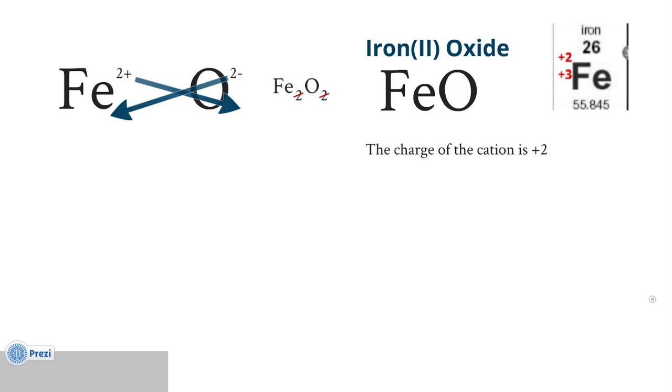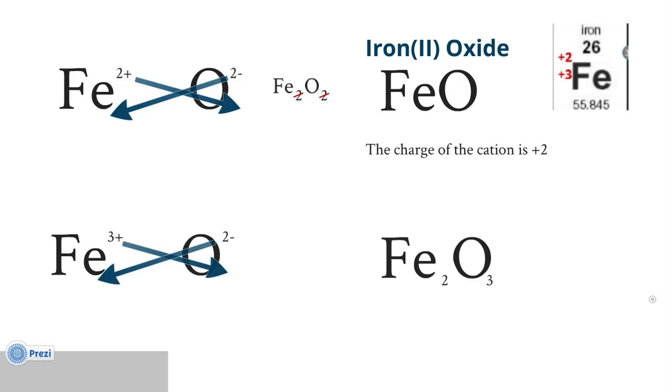Now, what if we were looking at the iron with the charge of +3? When that combines with oxygen, we cross those charges and we get Fe2O3. This will be called iron Roman numeral 3 oxide. The reason being is because the charge of the iron cation is +3. So you have a cation which can form more than one kind of charge. You need to determine what charge it has when you say the name. If it has a charge of +2, then you need to say iron 2 oxide. If it has a charge of +3, you need to say iron 3 oxide.